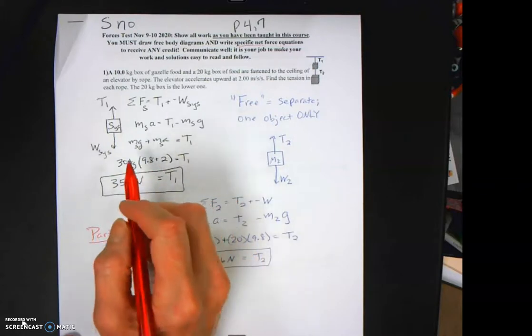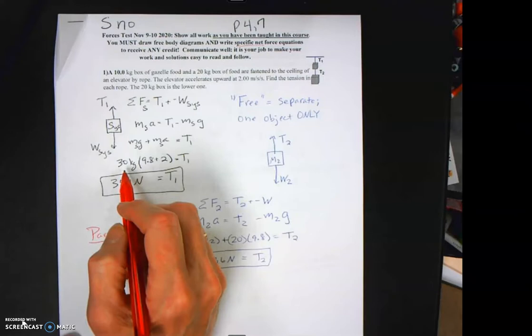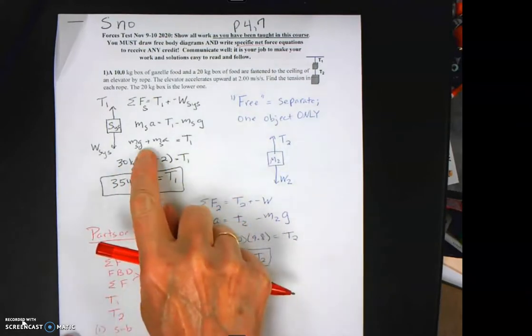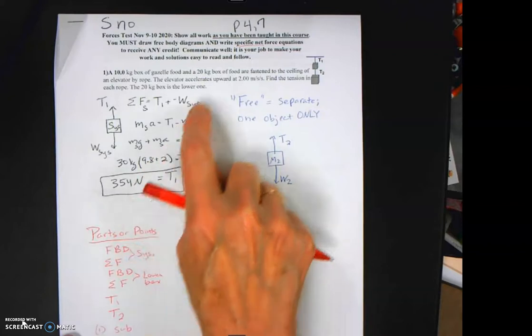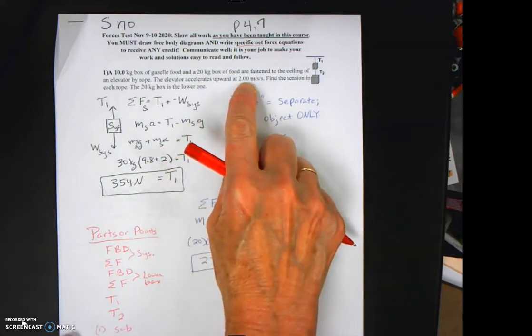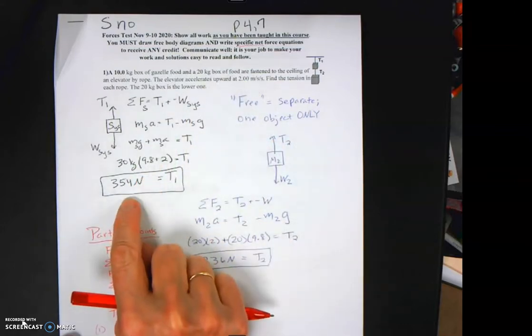So in this particular form, there was a 10 kilogram box and a 20 kilogram box. So that's why I have 30 kilograms here. And I've just factored out the m and added the two accelerations together. So 9.8 for gravitational acceleration and 2 because it's given in the problem that the elevator is accelerating upward. Upward means positive 2. So tension 1 is 354 newtons.